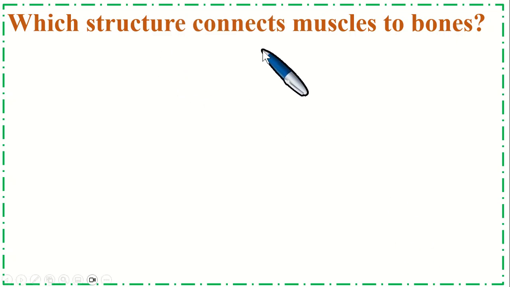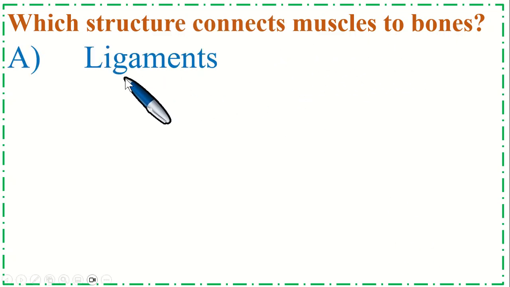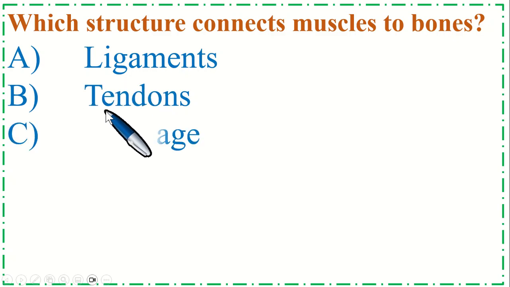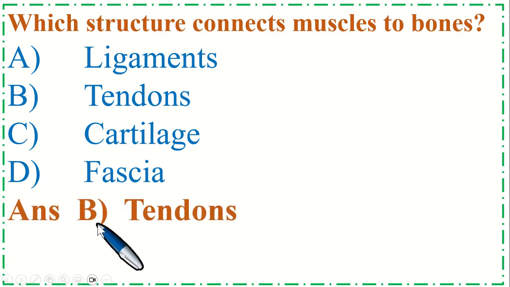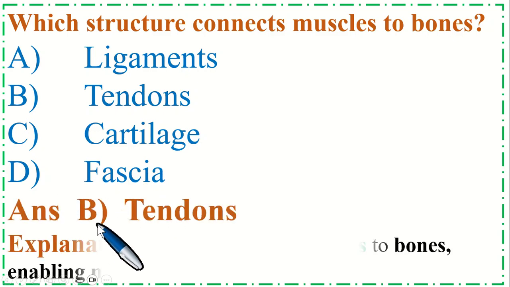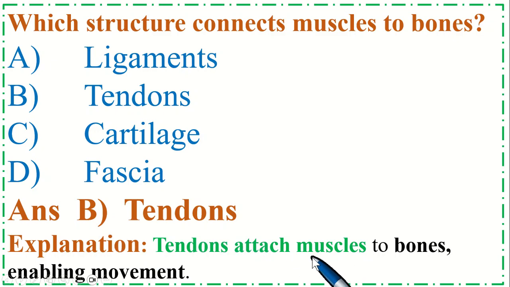Which structure connects muscles to the bones? Option A ligament, B tendon, C cartilage and option D fascia. So the correct option is B tendons. The tendons attach muscles to bones, enabling movement.